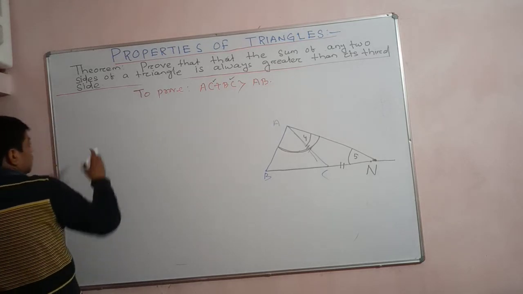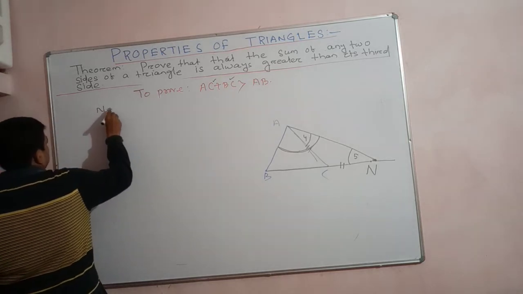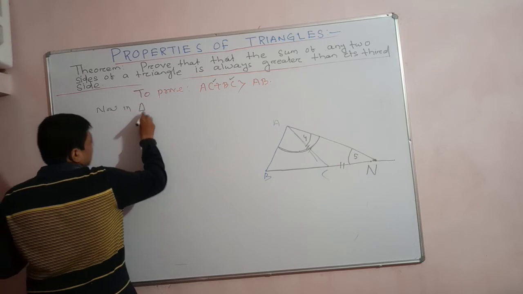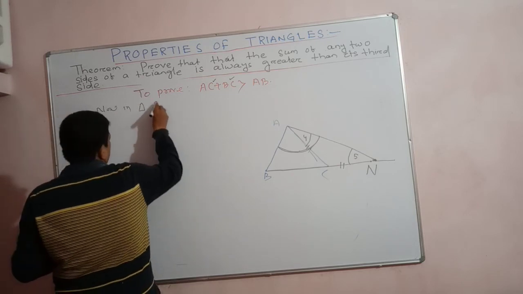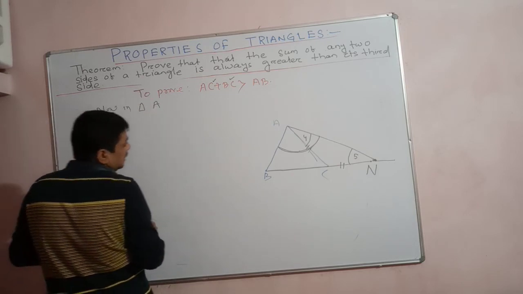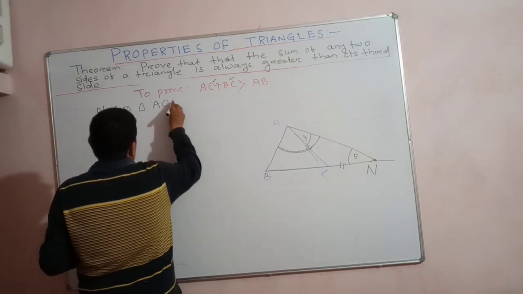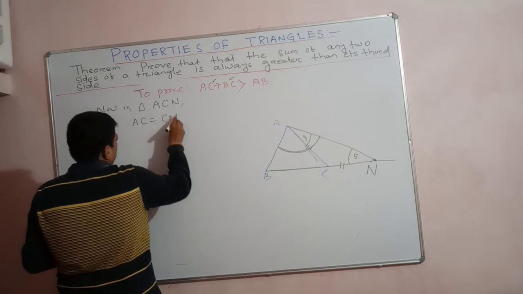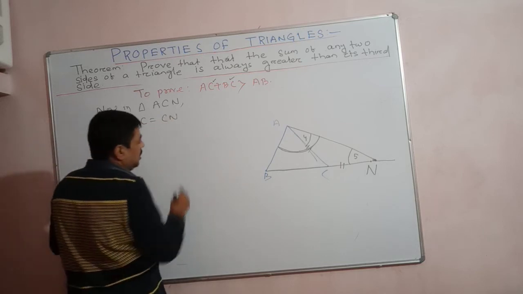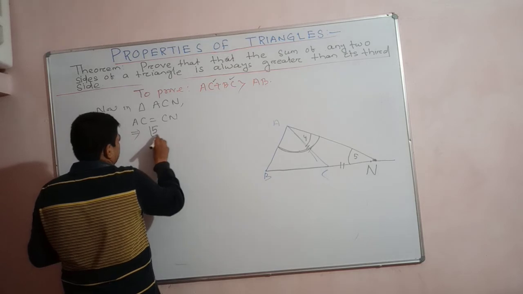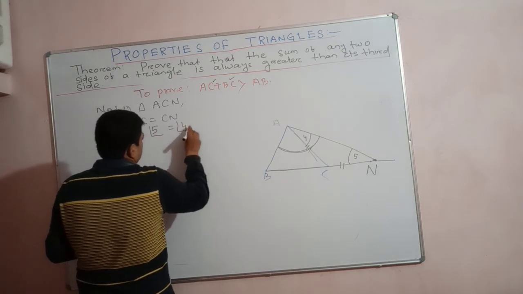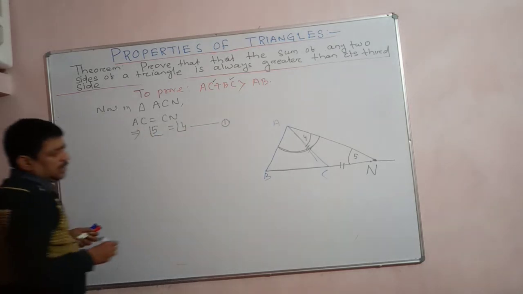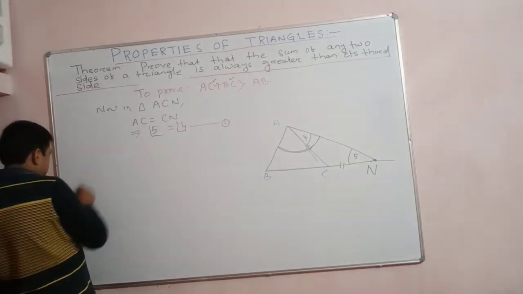Now in triangle ACN, look here. AC is equal to CN. Since two sides are equal, their opposite angles are equal: angle 5 is equal to angle 4. Angles opposite equal sides are equal. Understand? Okay.